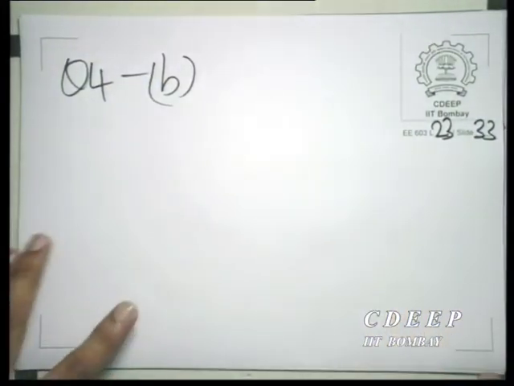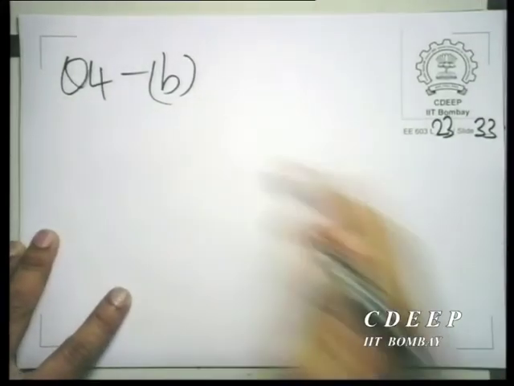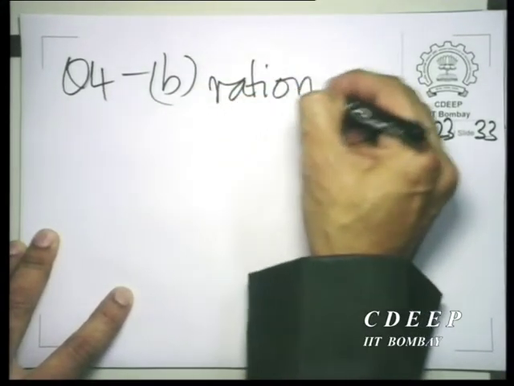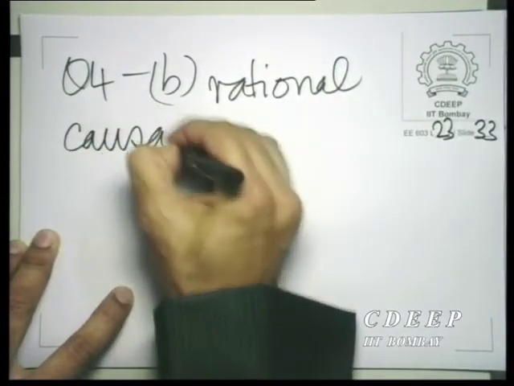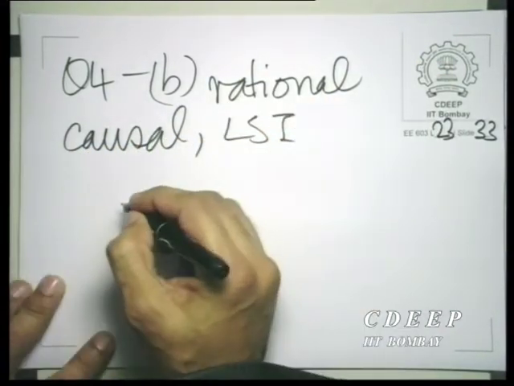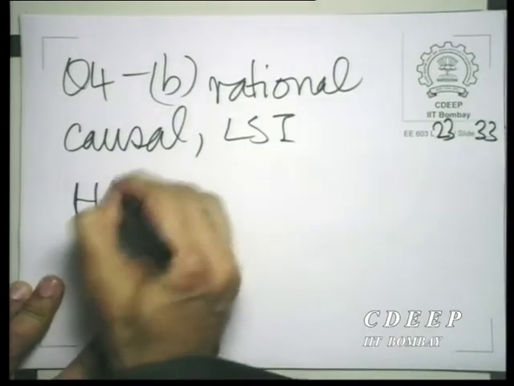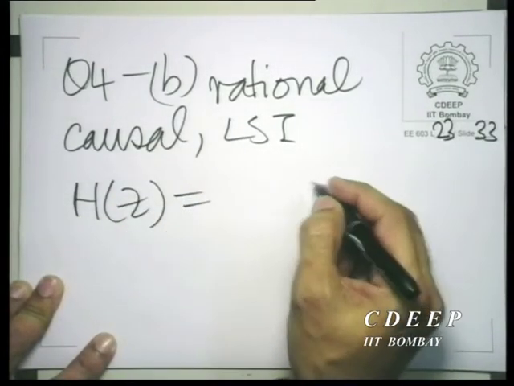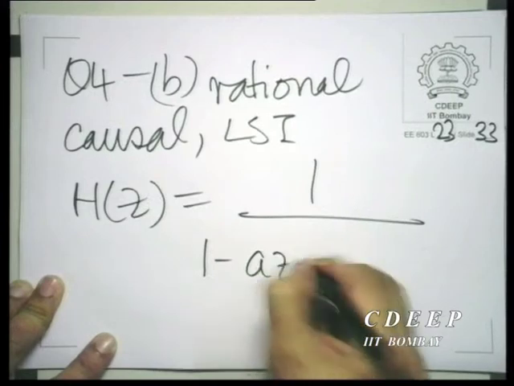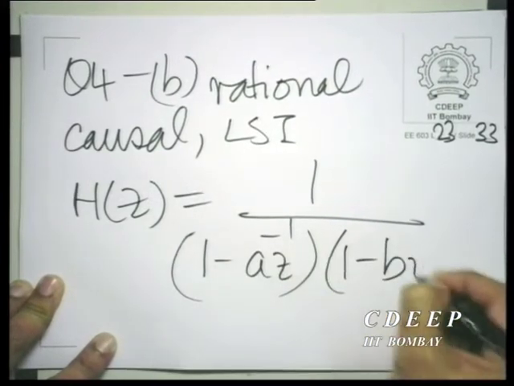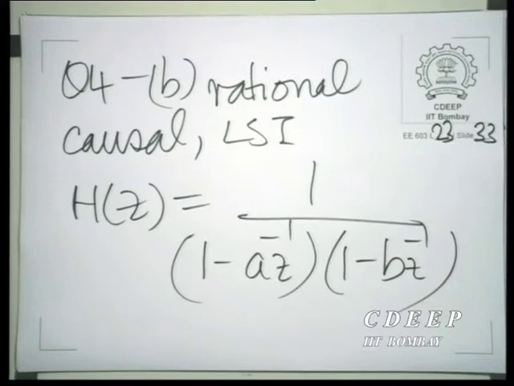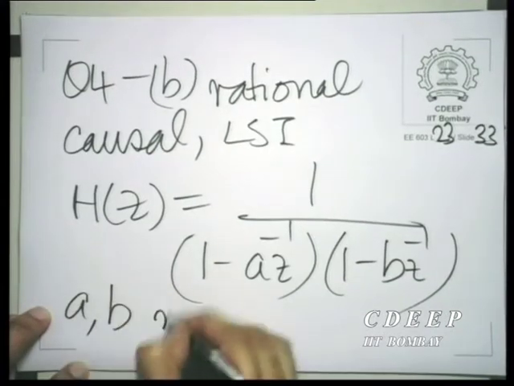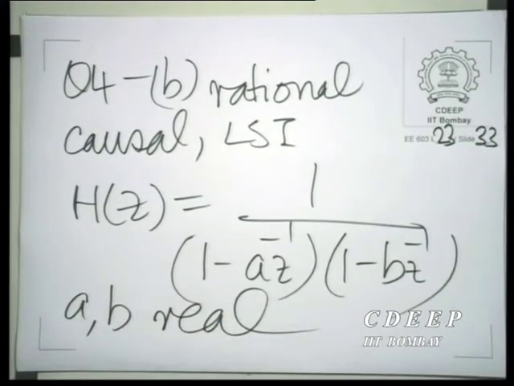And there you were told that there is a system given to you, it's a rational causal LSI system. And the system function was given to you. H(z) is 1 by (1 minus a z inverse) into (1 minus b z inverse). And a and b are real constants. You don't know whether a and b are equal or not equal, but you know they are real. You don't know whether they are less than 1, greater than 1, nothing else.